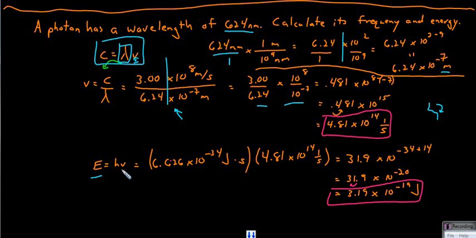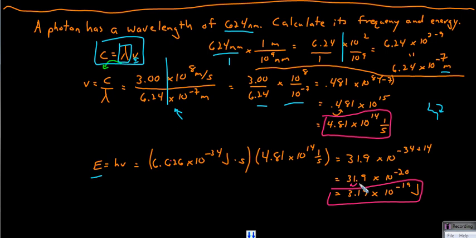Energy is equal to Planck's constant times frequency. Plug in your Planck's constant, 6.626 times 10 to the negative 34 joules times seconds. Plug in your frequency, now 4.81 times 10 to the 14 reciprocal seconds, and you find that the energy is 31.9 times 10 to the negative 34 plus 14. Or it's 31.9 times 10 to the negative 20.